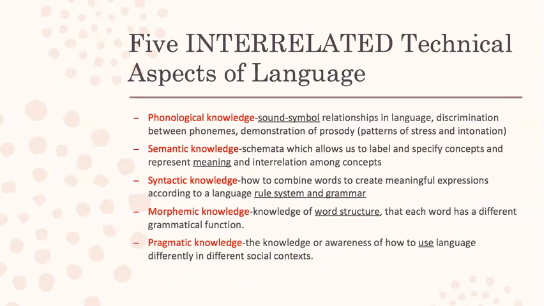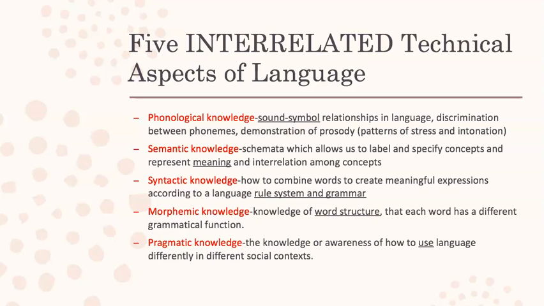So let's look at the 5 interrelated technical aspects of language. These 5 components are going to be areas of development in terms of language. When we're talking about oral language development for children, we're going to talk about how much knowledge they have in each of these 5 interrelated technical aspects, right? When we're talking about phonological knowledge, we're talking about sound and everything that has to do with phonemes and sounds in language. So the sound system relationship, when we look at a letter and the sound that accompanies that letter, or when we look at a word and the sound that accompanies how we pronounce that word. We're also looking at pronunciation.